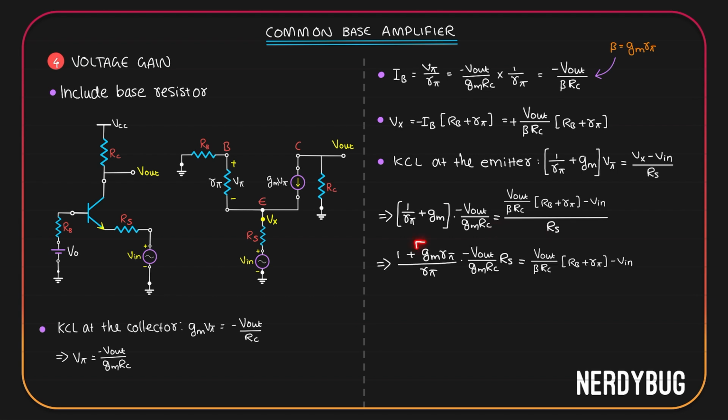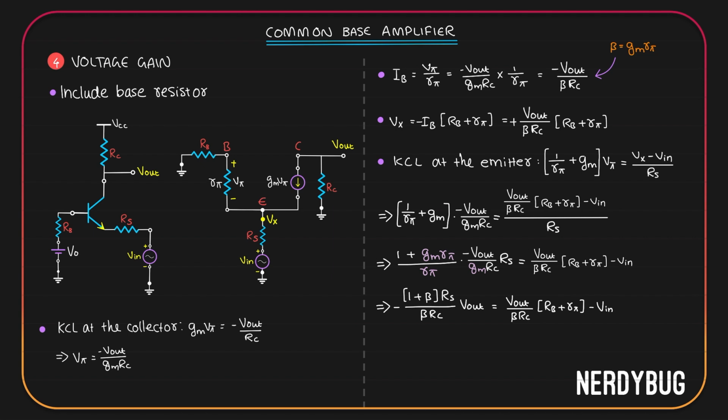Now we have a gm R pi over here. We have another one in the denominator. gm R pi is beta. So we can replace it by beta. The equation becomes like this. 1 plus gm R pi becomes 1 plus beta. gm R pi becomes beta. Rc is here. Rs is here. Negative is here. V out is here.